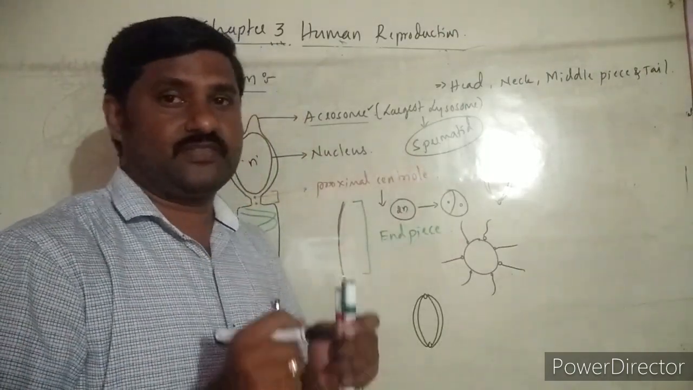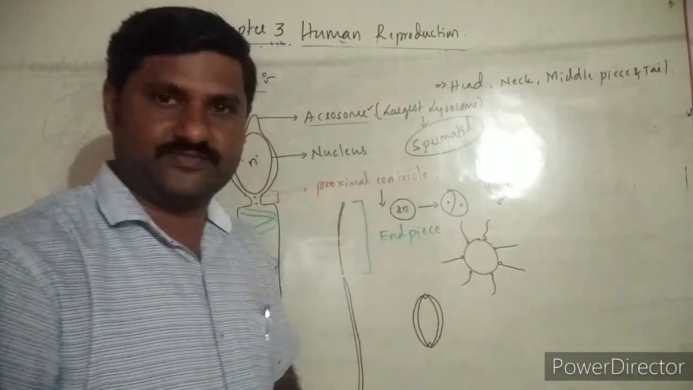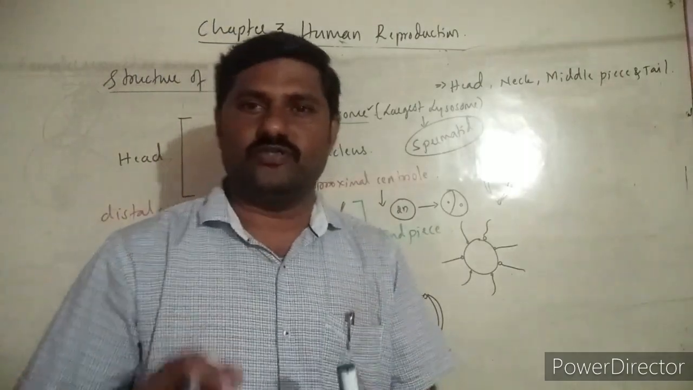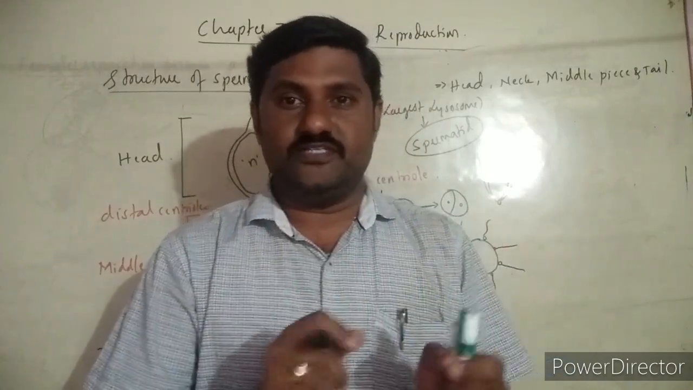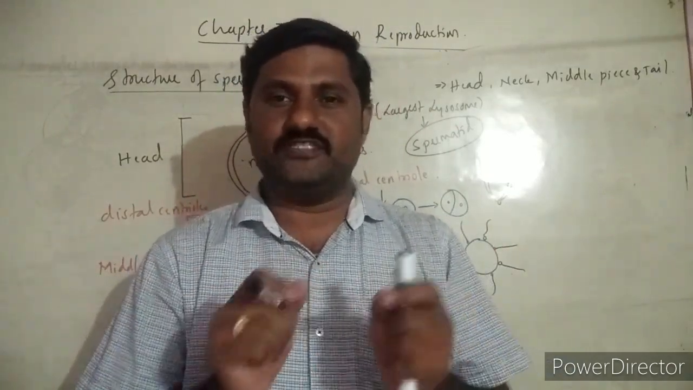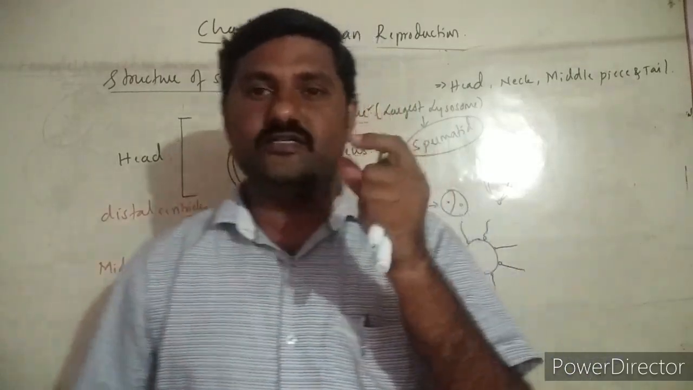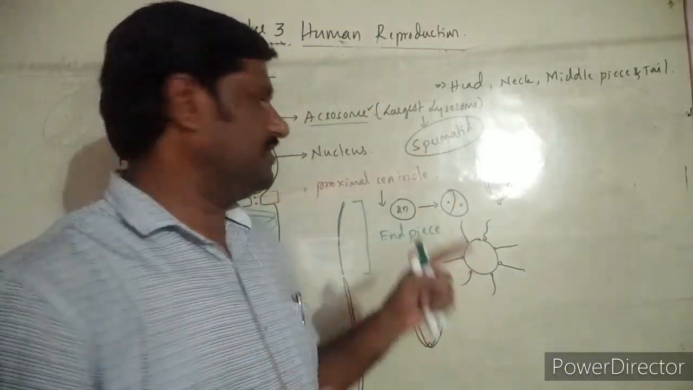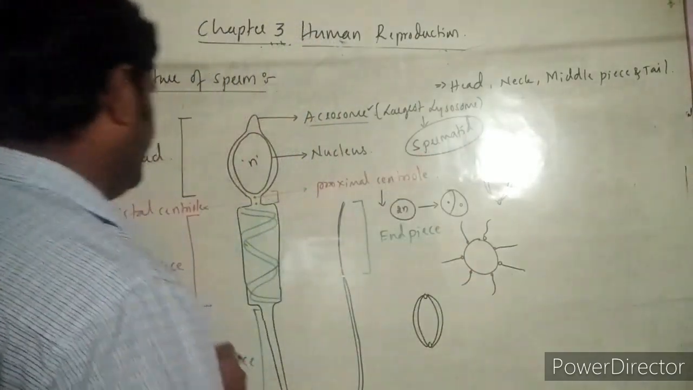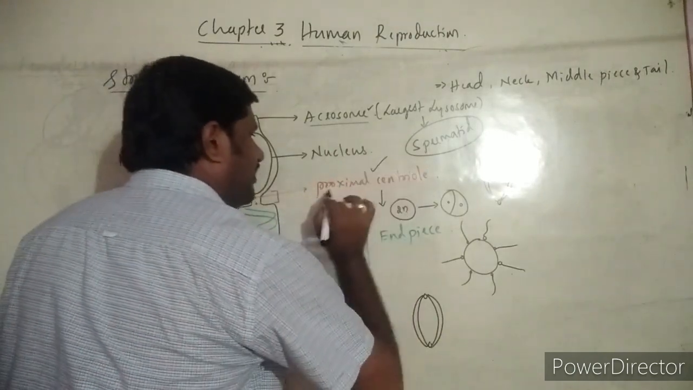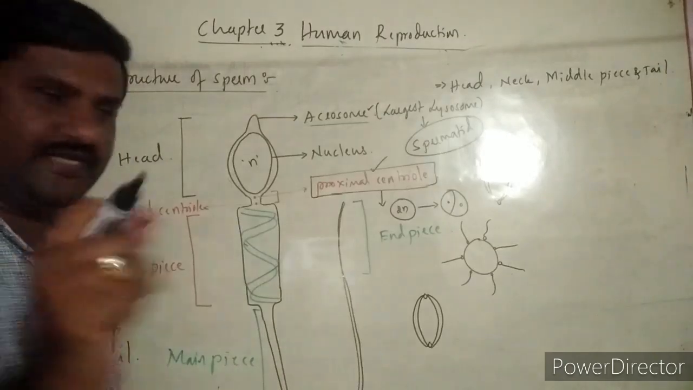During the first zygotic division, or first cleavage, as it is called. Note down the point: the proximal centriole helps in the first cleavage. The first cleavage is nothing but the mitotic division of the zygote. The first mitotic division of the zygote is called the first cleavage. This is a more important point to be noted. So this is the function of the proximal centriole, very important for the NEET examination.